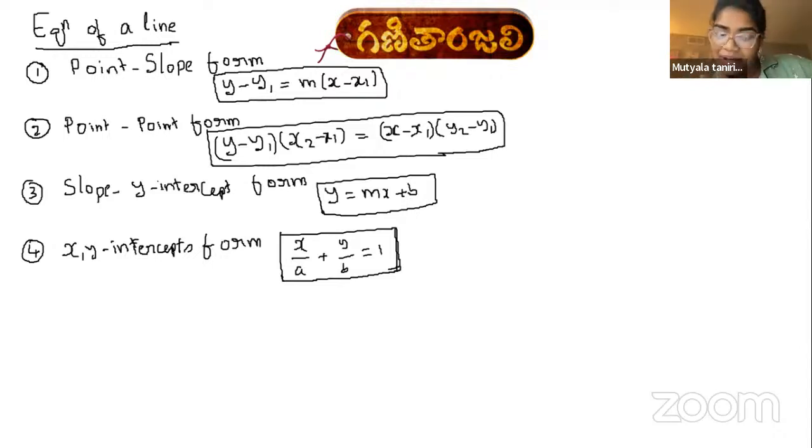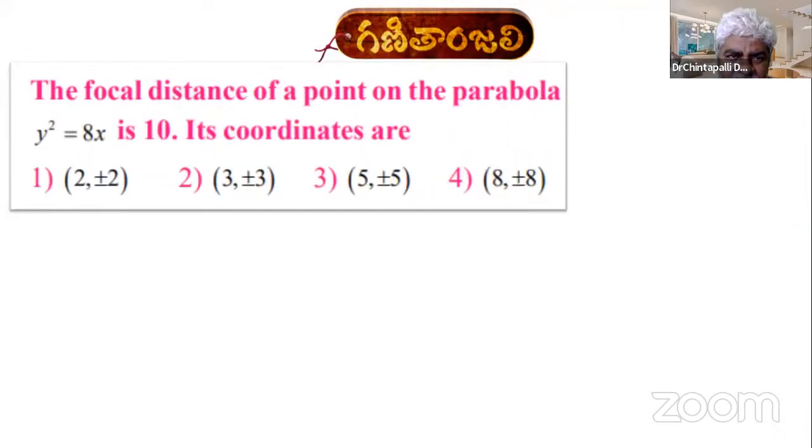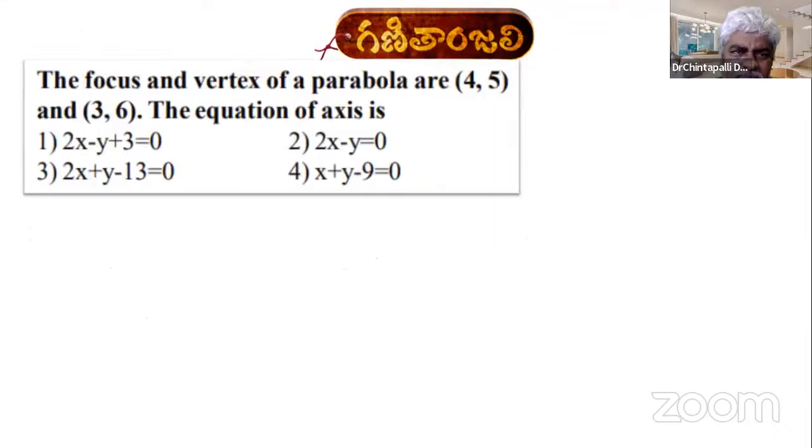Y minus y1 equals m times (x minus x1). No. Second point. Y minus y1 into x2 minus x1 is equal to x minus x1 into y2 minus y1. Sorry, that is the first point. You told the first point. We need the second point here. Students, do you remember that point?